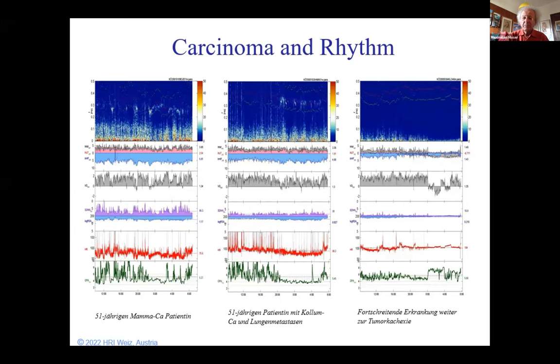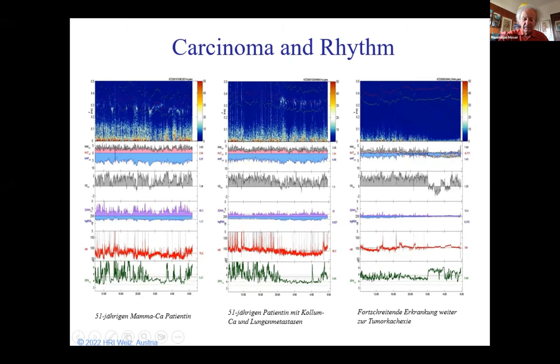You can see here three cancer patients recorded for 24 hours each. And you see that even in the patient on the left side, a 51-year-old patient with breast cancer who doesn't have metastasis, the rhythms are very strange during the day. There's no clear separation between day and night, but still there's enough energy, enough rhythmic movement in the heartbeat so that this person is not so sick that it's dangerous for her at this moment.